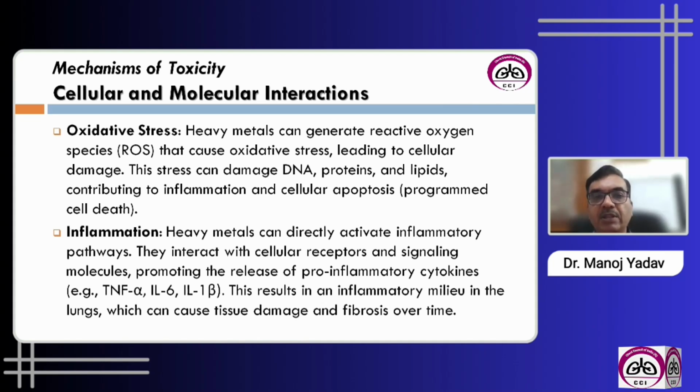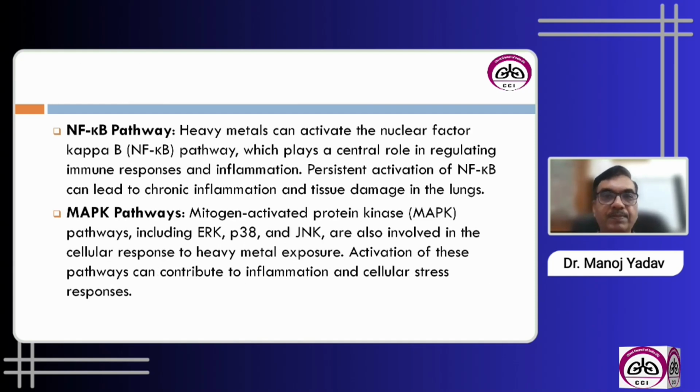Then we have inflammation. Heavy metals can directly activate inflammatory pathways. They interact with cellular receptors and signaling molecules, promoting the release of pro-inflammatory cytokines, that is TNF-alpha, IL-6, IL-1 beta. This results in an inflammatory milieu in the lungs, which can cause tissue damage and fibrosis over time.